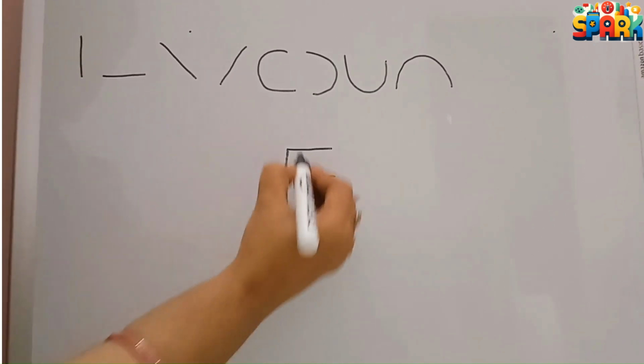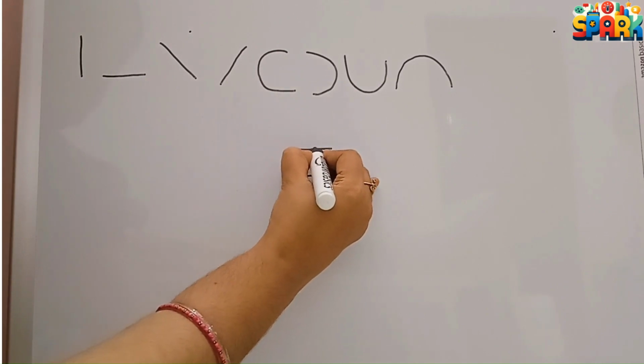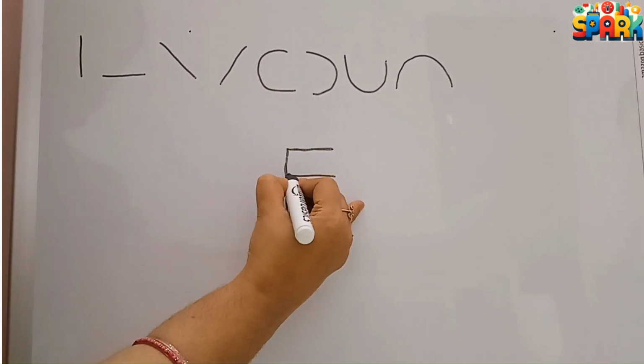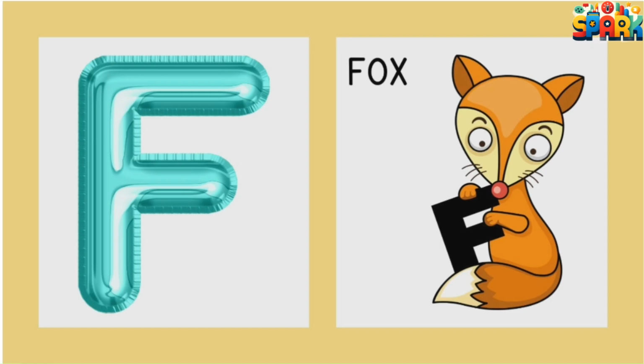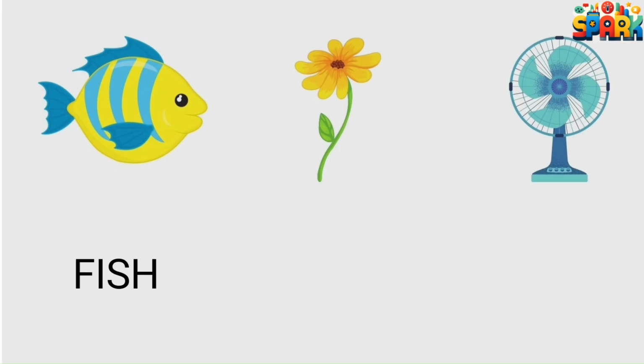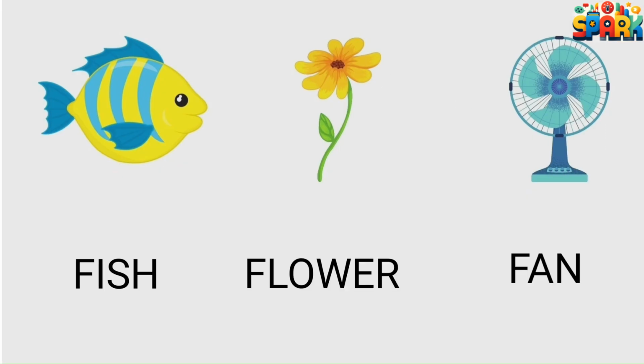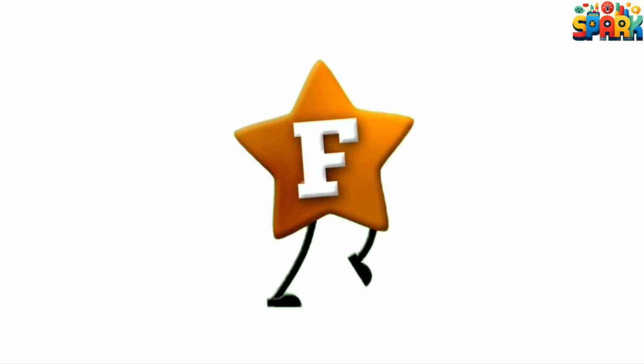Trace it slowly, children. Now take your pencil and book and trace the letter F. Now I will show you 3 words that start with F. Fish, flower, fan. Bye bye F.